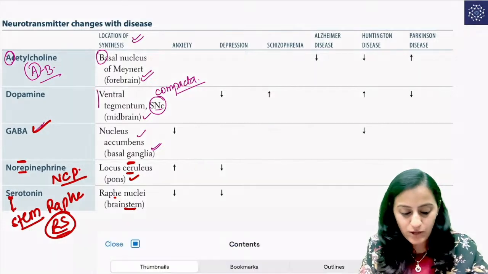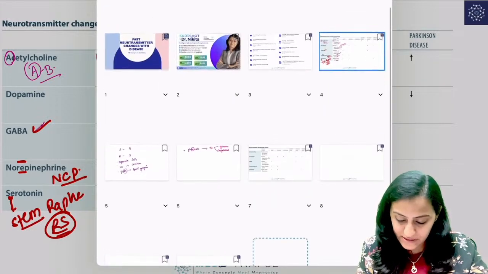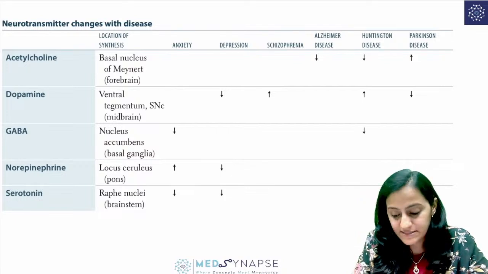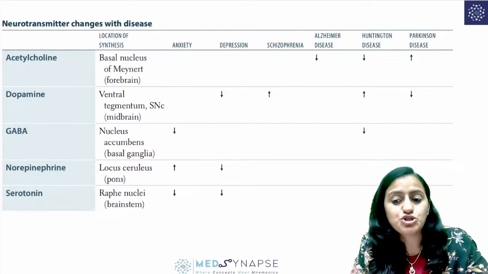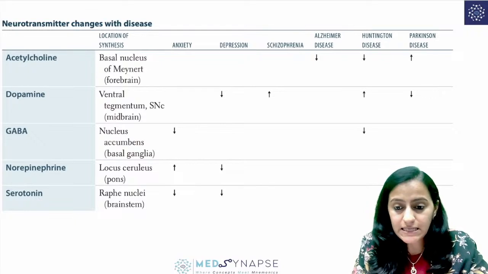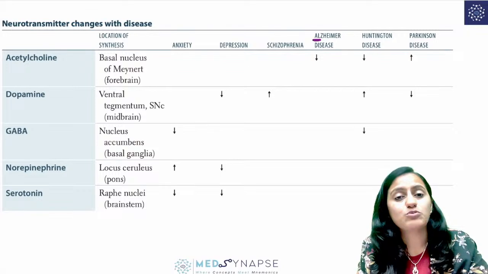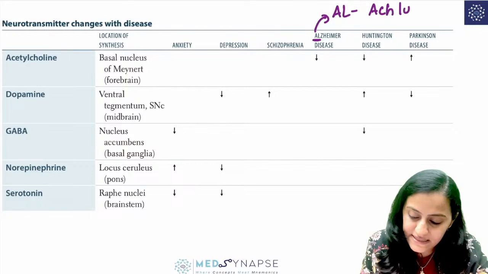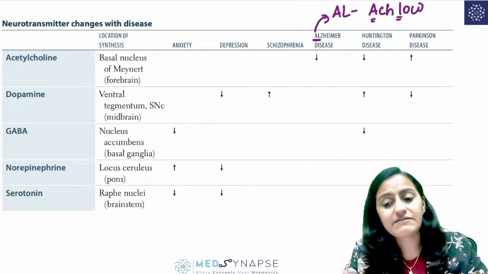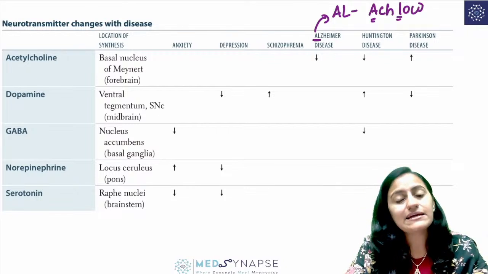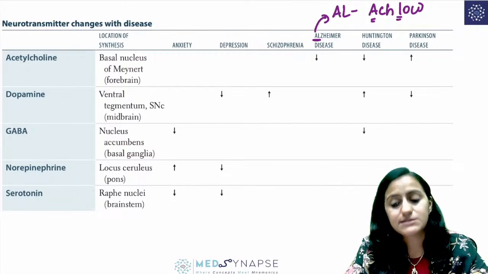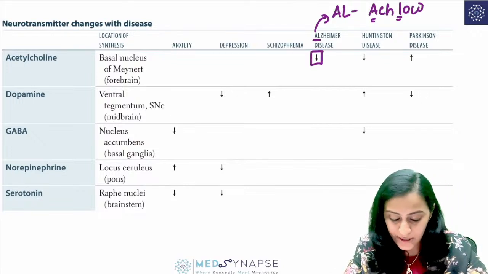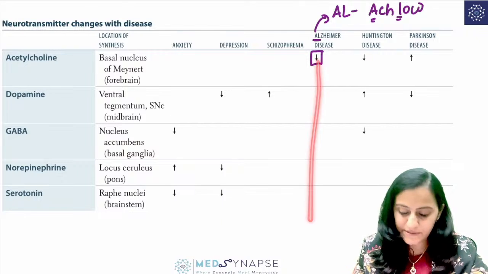Now we will move on to the next part, that is what happens to these neurotransmitters in the various diseases. Now first, and the one which everybody should know, it's a must know, is in Alzheimer's disease. What neurotransmitter is affected? Remember, Alzheimer's is AL, that means the acetylcholine is low. Very, very important. So AL in Alzheimer's, acetylcholine becomes low. That is the neurotransmitter change that you are seeing in Alzheimer's.